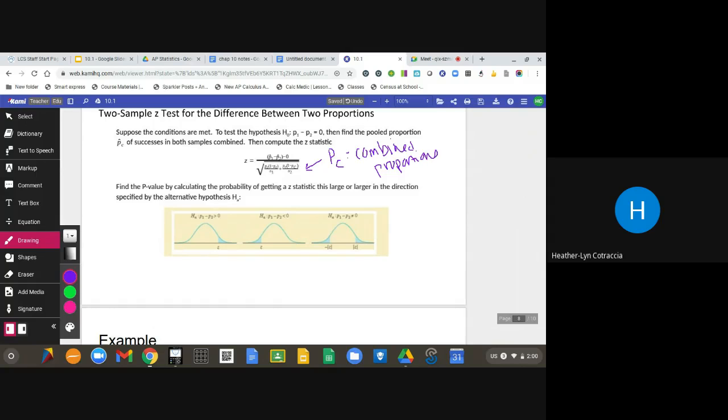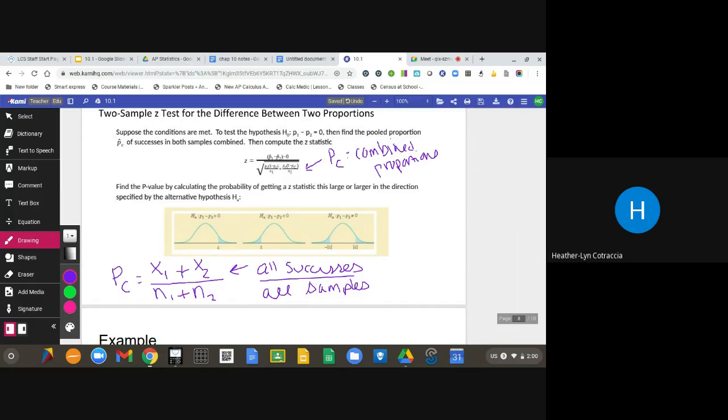So how do you find P sub C? To find P sub C, you find the number of successes in your first sample plus the number of successes in your second sample, all over the number in your first sample plus the number in your second sample. So basically you're just combining all of the successes, all successes over all samples.